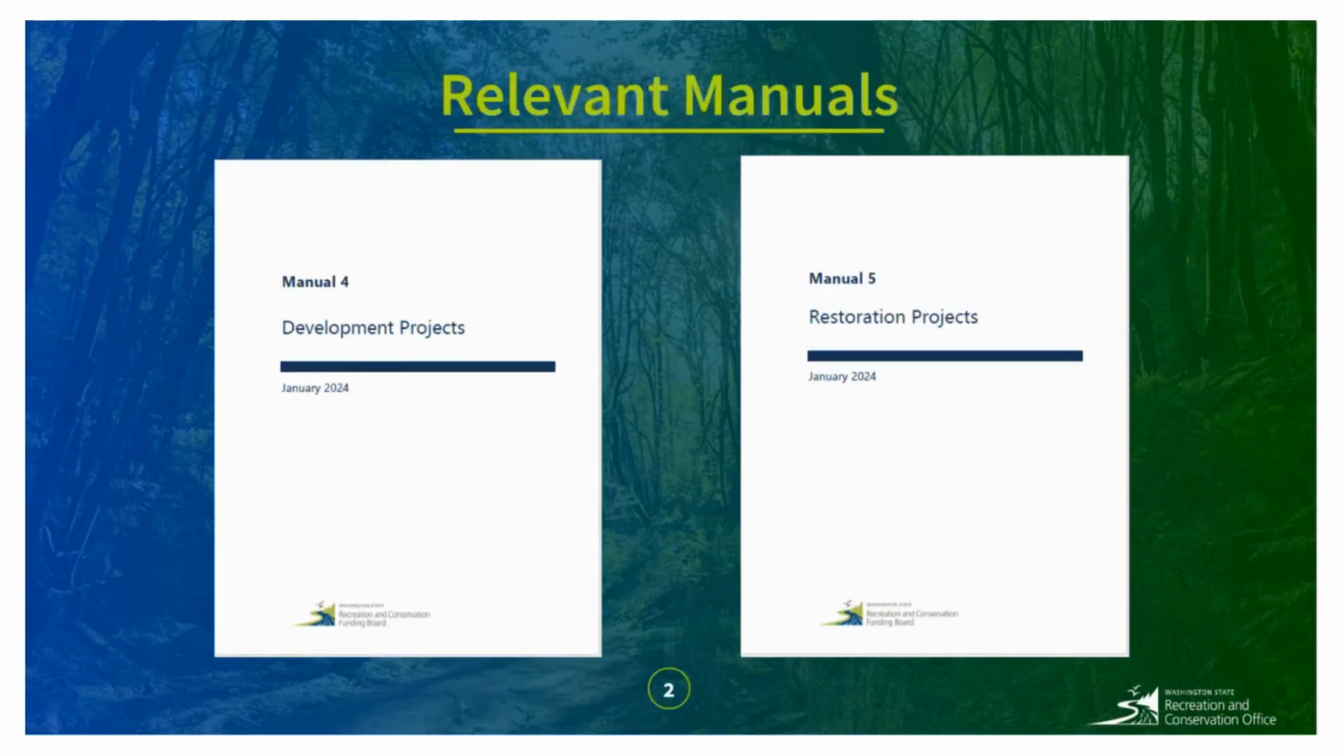As you move to implement your development or restoration project, please connect with your grant manager and familiarize yourself with the relevant project manuals, namely Manual 4 for development projects and Manual 5 for restoration projects. These manuals can be found on the Grant Manuals page of RCO's website. They contain important guidance on RCO's policies and requirements for completing a development or restoration project. We'll walk you through some of these important policies in this segment.